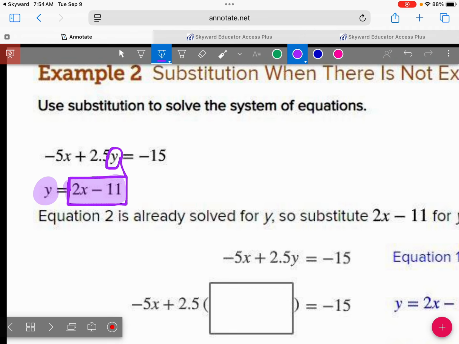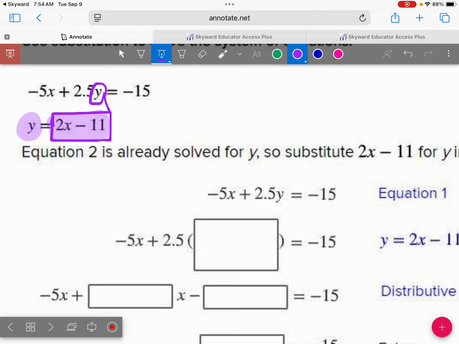And they've started the process down below. They write really small, but they've started it. They've gotten our minus 5x plus 2.5y equal to negative 15, and they put the big set of parentheses here. So we're just figuring out what is going in place of this y. Well, we already know what y equals. Y equals that 2x minus 11. We're substituting that piece in place of the y. They just draw it with a box because they're hoping we're going to click on it, I guess. I don't know.